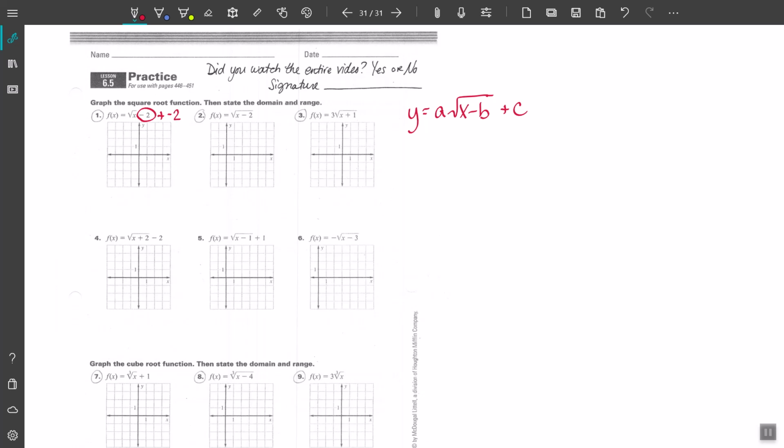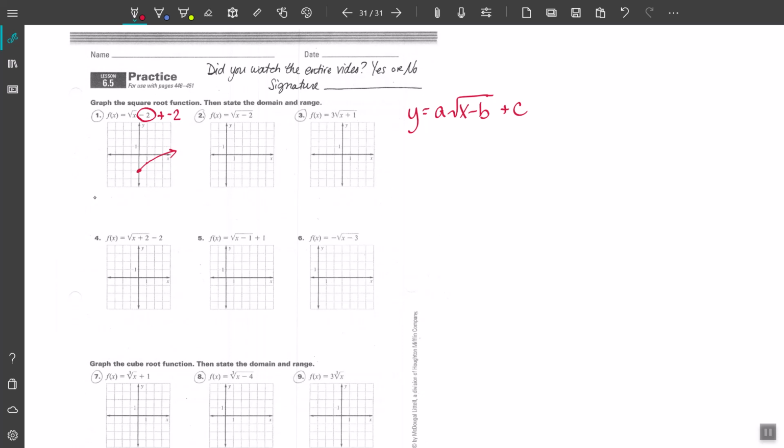And so that means that we are going to be shifting down 2 units to -2. We're shifting down from the origin. And then that will actually run through this point right here because the A value is still 1. So up 1 over 1, we can get that first value. So that will look like this.